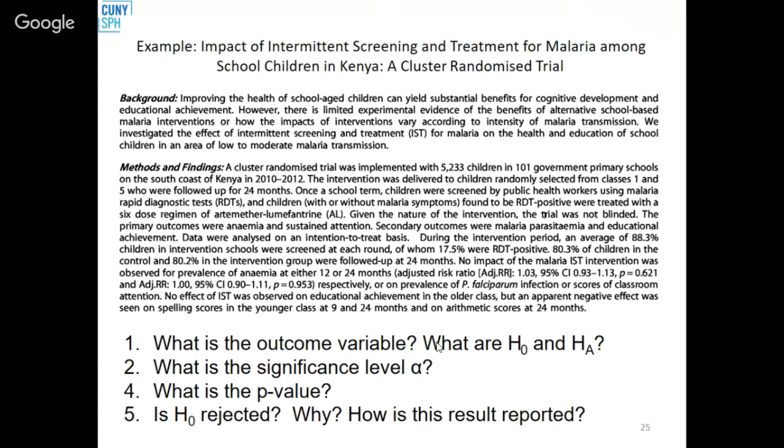Who wants to tell me the null hypothesis? No, go ahead. So the null hypothesis would be that in both groups, the treatment and the control group, the anemia level is the same.